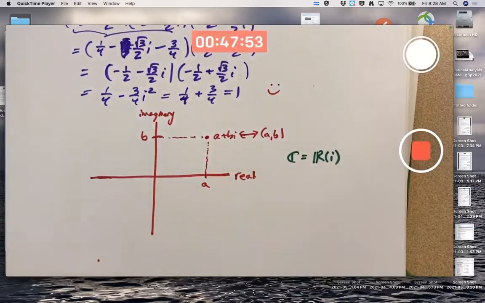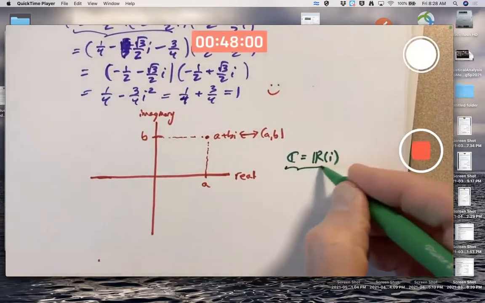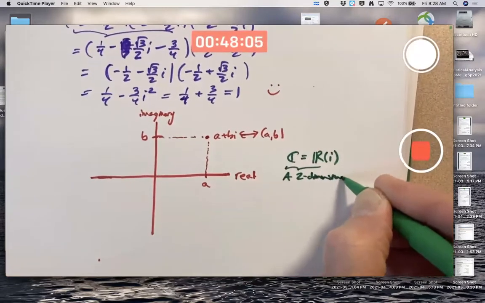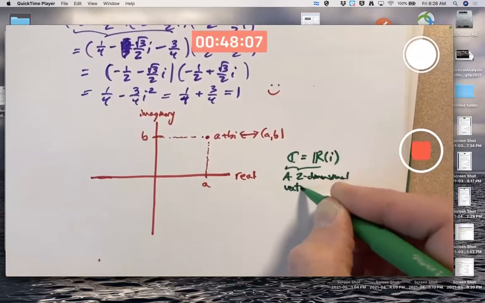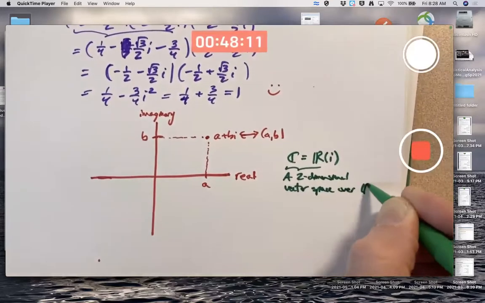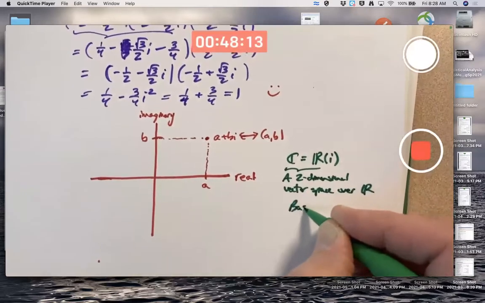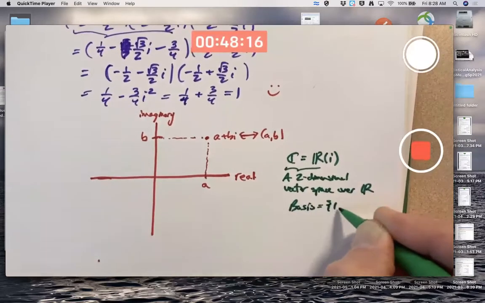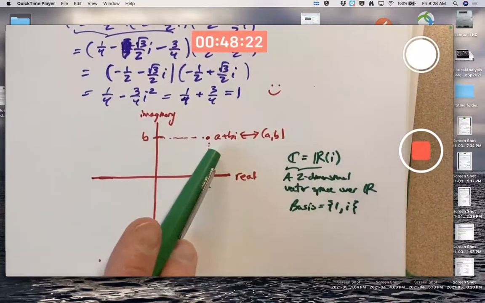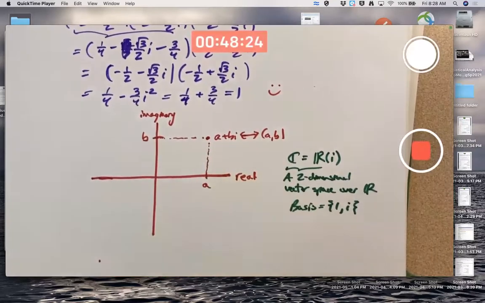And i satisfies x squared plus 1. It's a two-dimensional vector space over R. Should always mention these things. This is a two-dimensional vector space over R. A basis consists of the two numbers 1 and i. You can write every complex number in the form a plus bi, where a and b are real numbers.